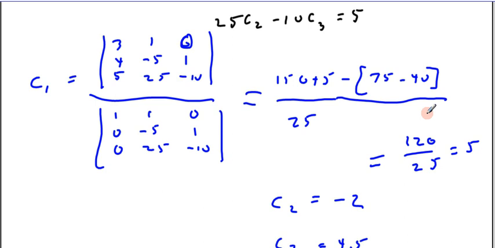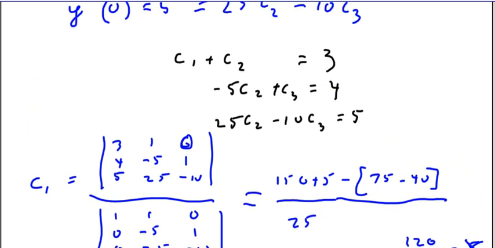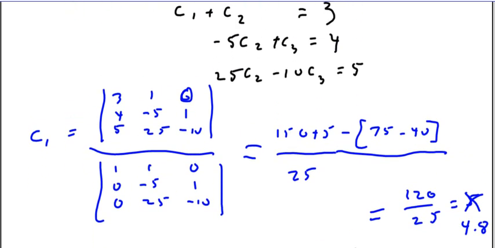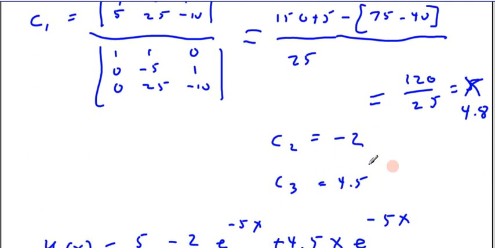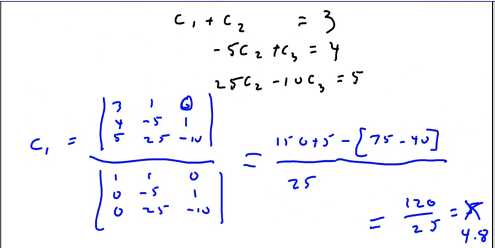No, it's not. No, it's not. Oh, gee, how could I possibly do that? 120 divided by 25 is 4.8. Okay, so this guy is 4.8. And if he's 4.8, then C2 has to be minus 1.8, minus 1.8, and a C2 is minus 1.8.